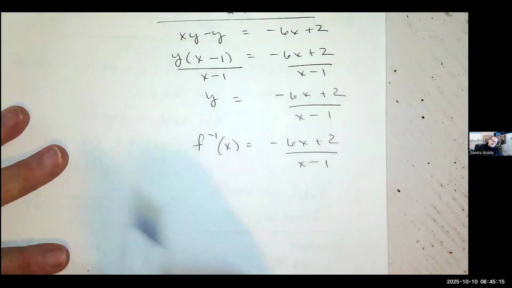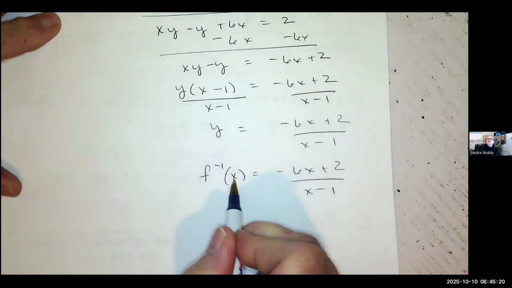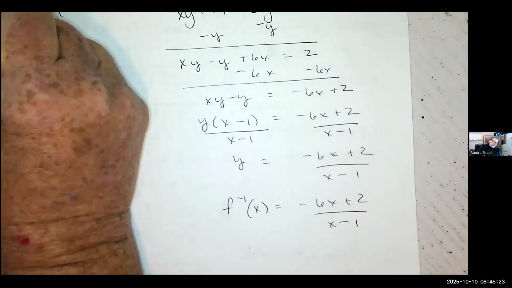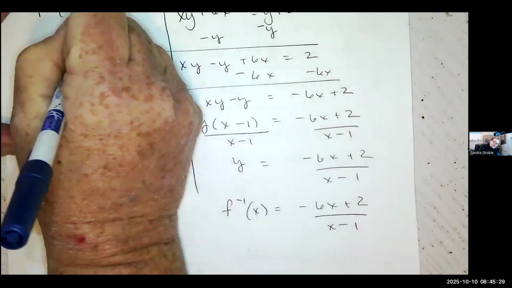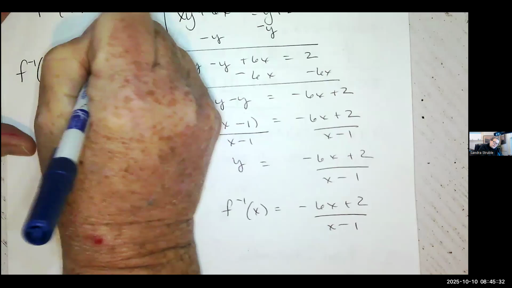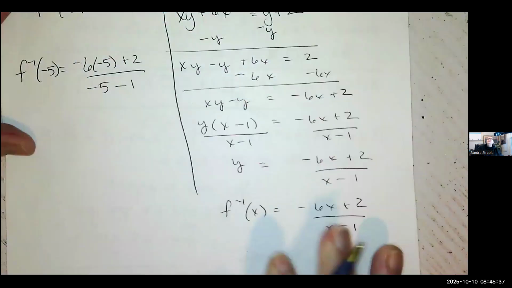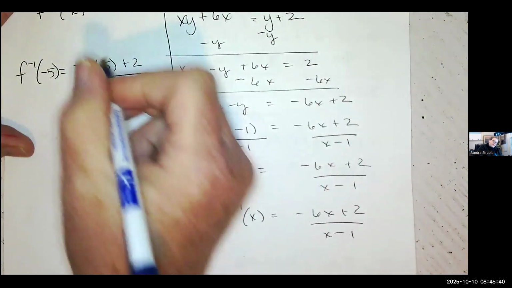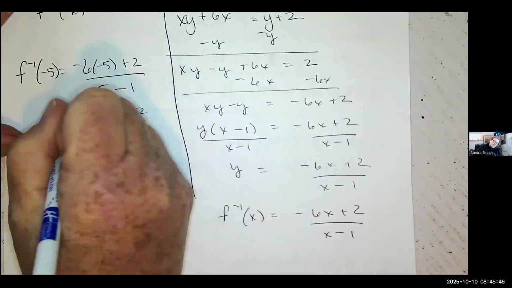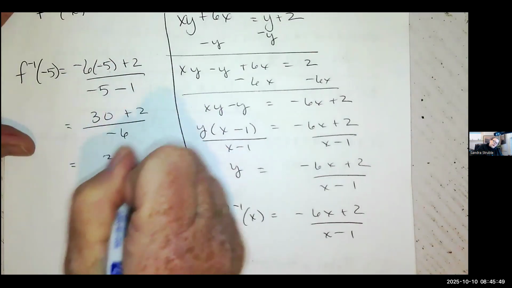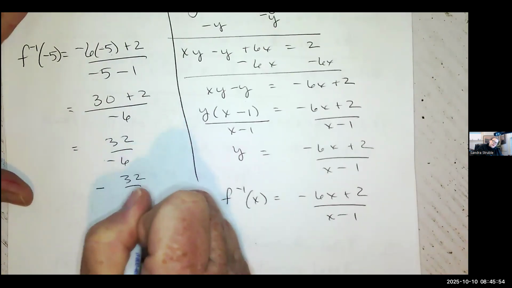But in this case, we now want to substitute -5 in everywhere there's an x. So I'm going to come up here and do that. -6x plus 2 over x minus 1. Okay. -6 times -5 is 30 plus 2. -5 minus 1 is -6. 30 plus 2 is 32 over -6. Now remember, this is the same thing as -32 over 6.